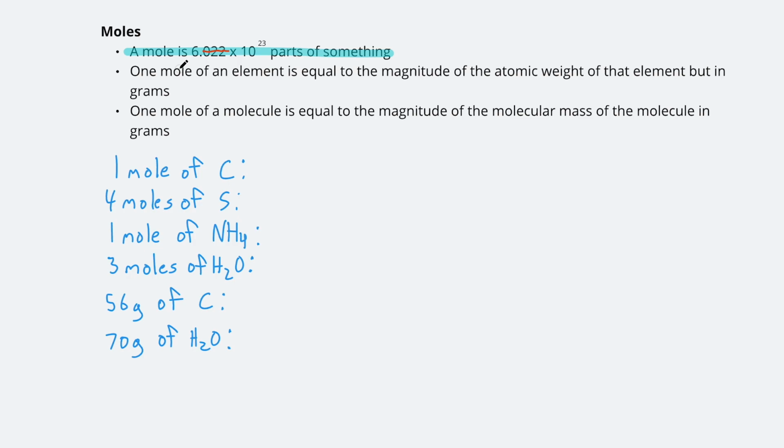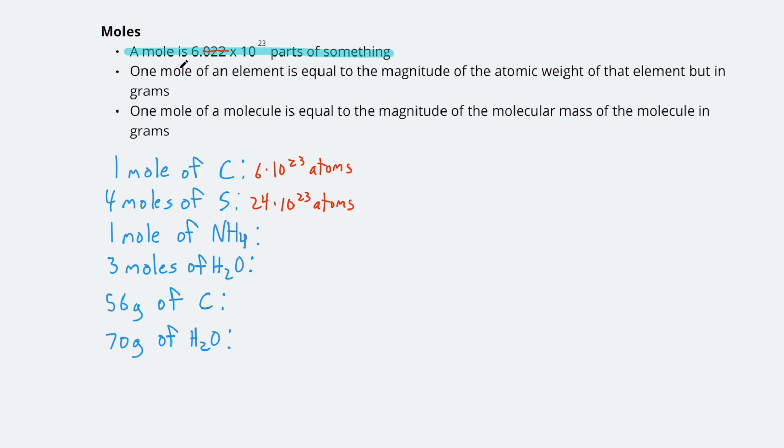Now let's look at the examples on the bottom of the screen. If you have 1 mole of carbon, like what we just said, that would mean you have 6 times 10 to the 23 atoms of carbon. So our next example, we have 4 moles of sulfur, which would be 4 times 6 times 10 to the 23, and that comes out to be 24 times 10 to the 23 atoms of sulfur.